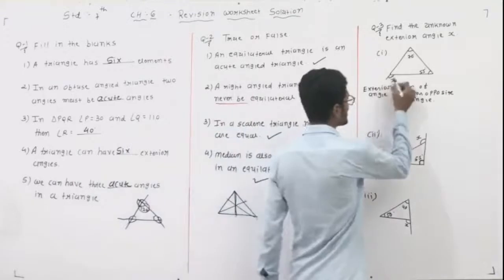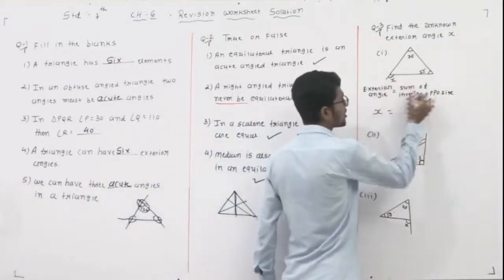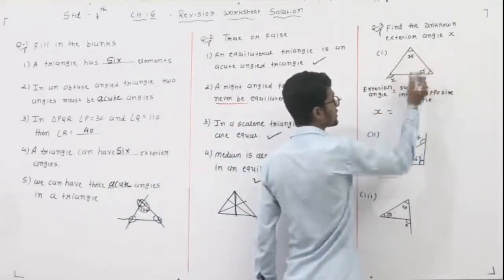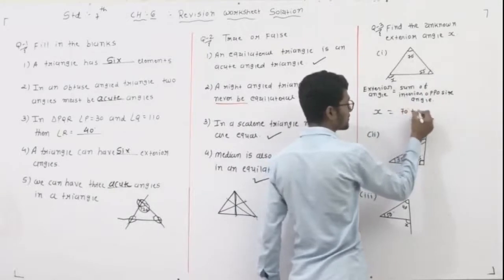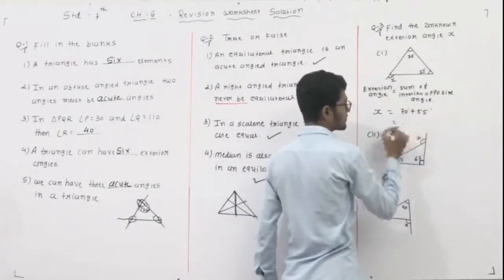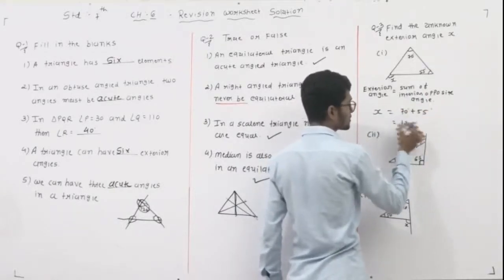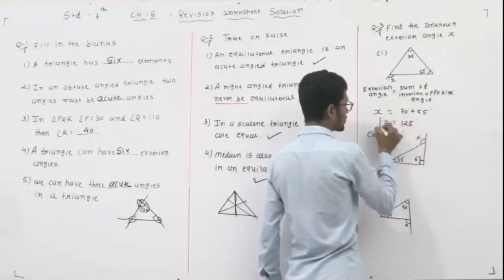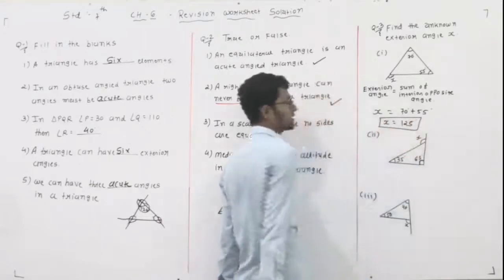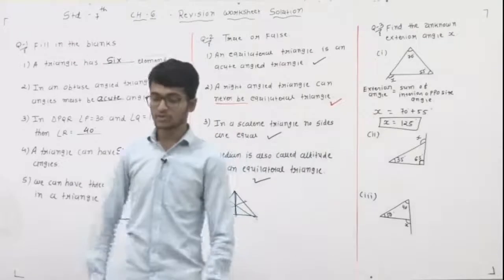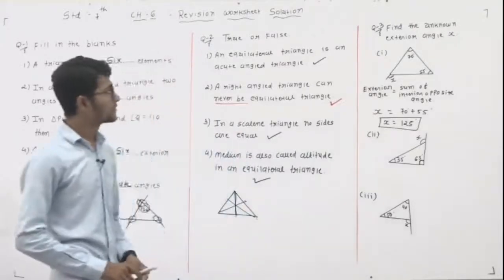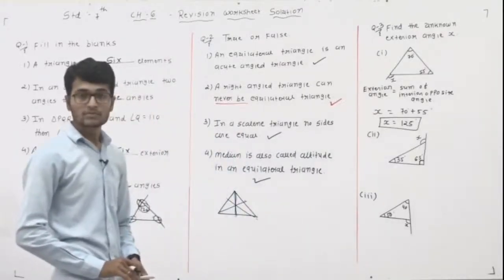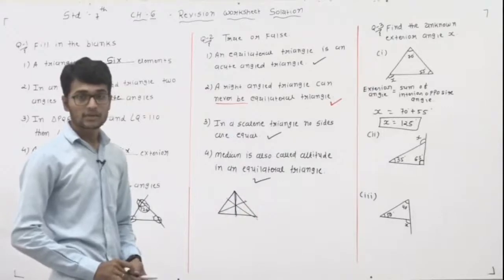Now exterior angle means x. Sum of interior opposite angles. So these two are the interior angles. So 70 plus 55. 70 plus 55 means 125. So x is equal to 125. Right? Okay.